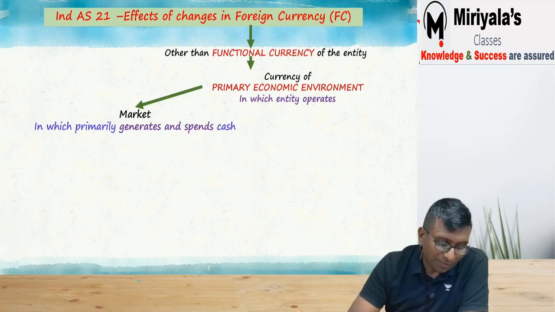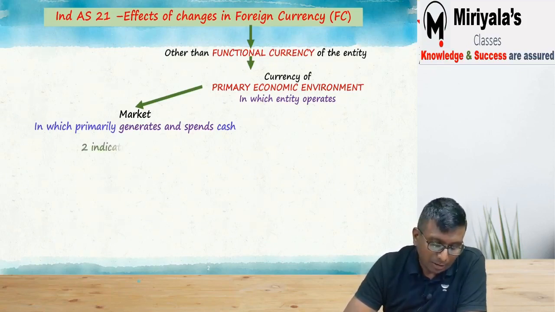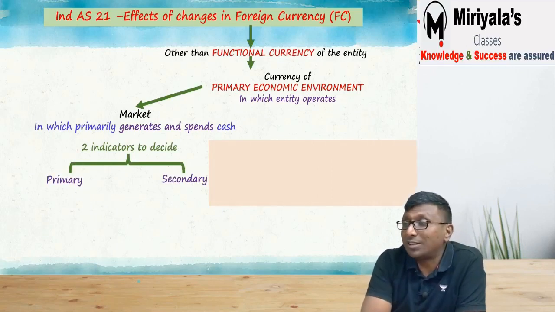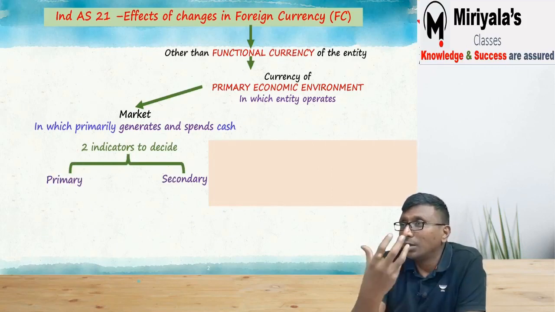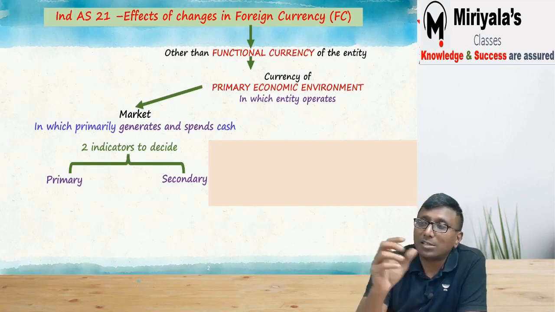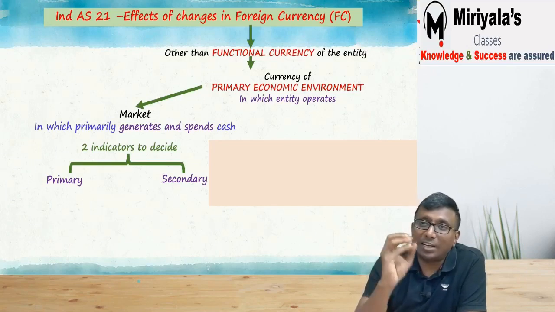Okay, so that is in which primarily we generate and spend in cash. Got my point? So here, my dear, there are two indicators available. One is the primary indicator, the other the secondary indicator, which will decide in which country you are, not physically. What is your primary economic environment? Now, what is your functional currency? To decide that, the standard has given two primary indicators.